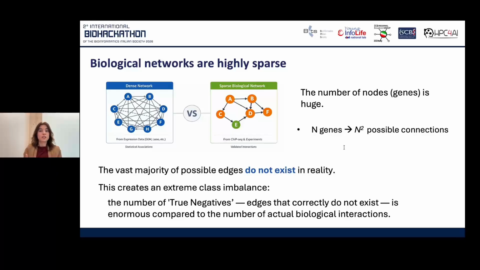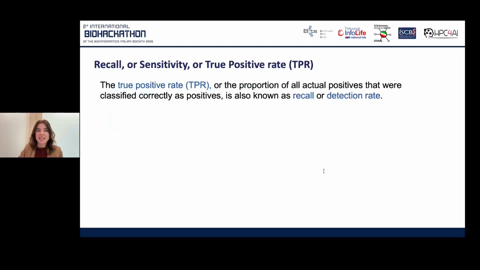Let's think about accuracy, for example, in this context. If a gene regulatory network contains only 1% of true links among all possible links, a model that predicts no link, absence of link, every time will get 99% accuracy. But it's completely useless because it's not helping us in predicting anything.